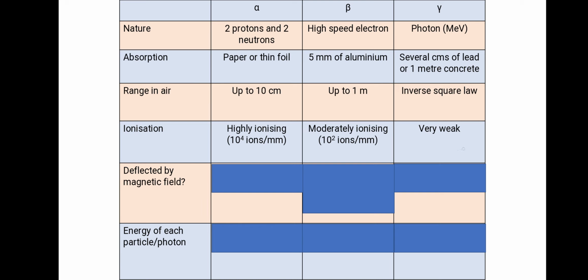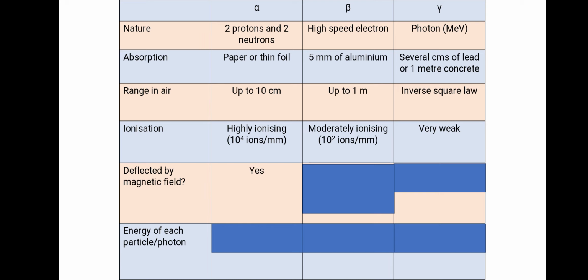And gamma's ionization is very weak. However, the range is very long, and in a normal scenario, there's nothing to absorb it. So gamma radiation will pass through the human body quite easily, but fortunately isn't too ionizing. So hopefully it doesn't cause too much damage unless there is a lot of gamma radiation.